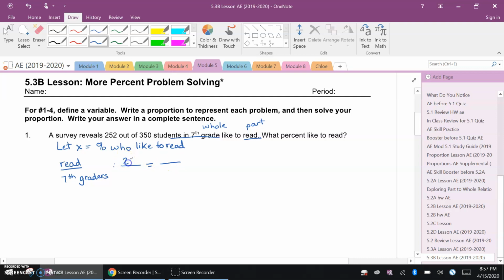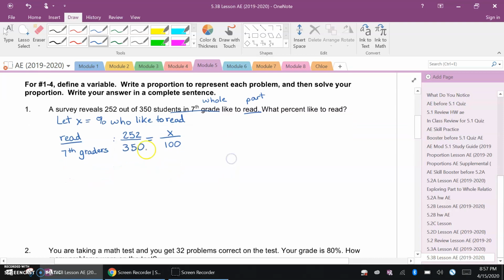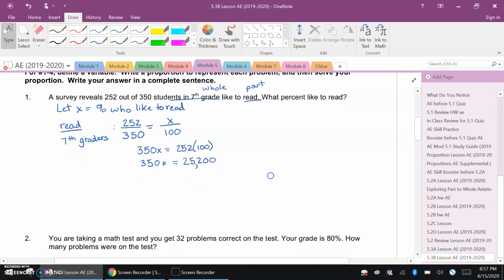So we have 252 out of 350. And then we want to know the percent. So percent is a part over 100. So when we multiply, we've got 350x equals 252 times 100. When we do that, we are going to get 252 and then 00. So we're looking at 25,200.